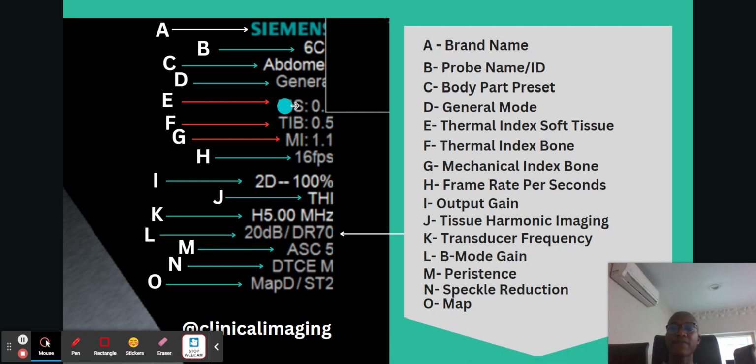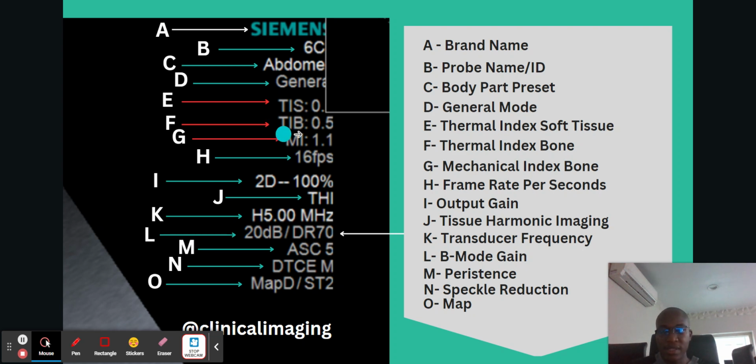So you can see the next one that follows is TIS. What this stands for is thermal index soft tissue, TIS. This is one of the indicators that tells you how much acoustic exposure or how much heating. Thermal index usually refers to heating. So how much heat the soft tissue are receiving.